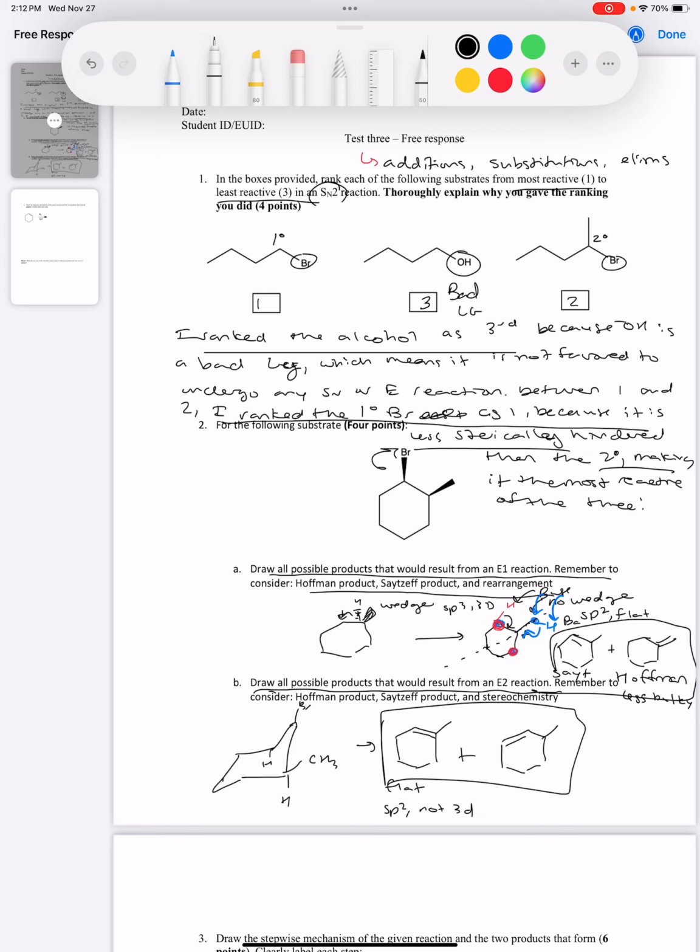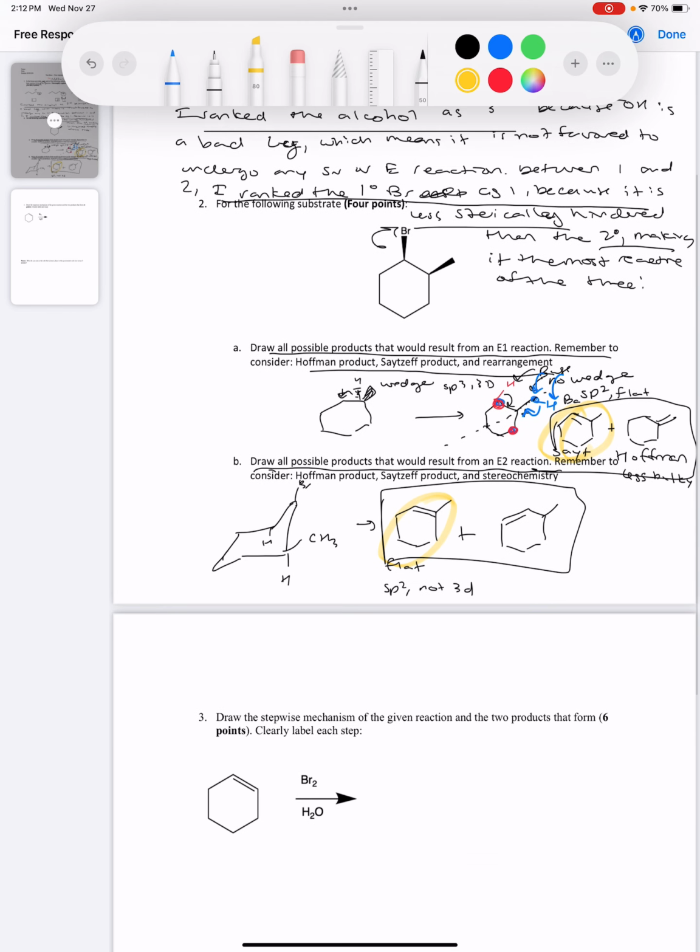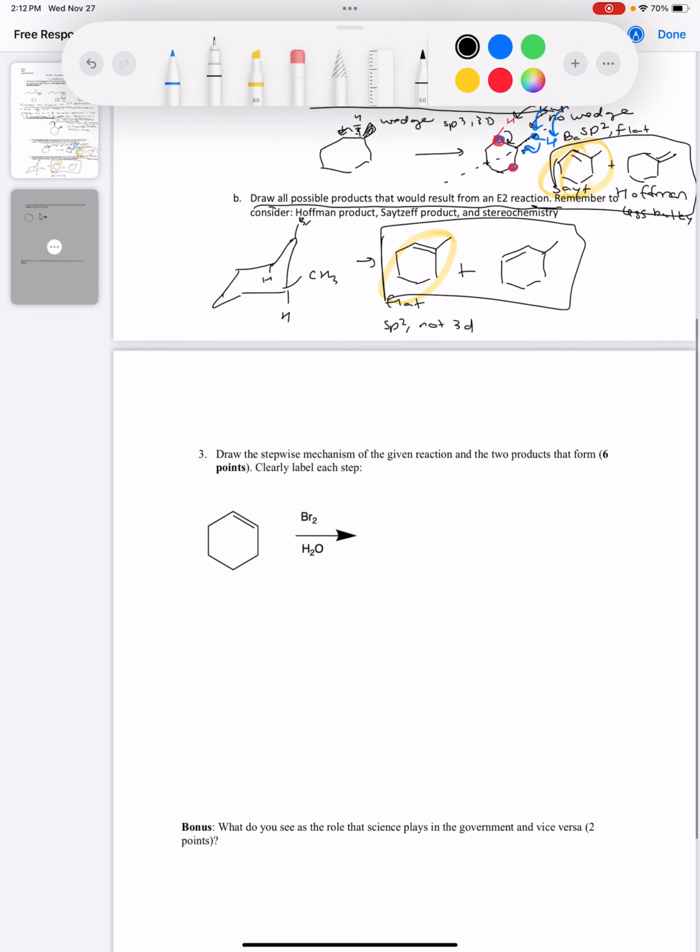And so technically, I'll highlight the one here, the Zaitsev here, and the Zaitsev here end up being the same product, but you did have to draw them twice because I wanted to make sure you knew that one came from E1 and the other could come from E2. So it was more about knowing the mechanism and not just the end product. I want to know the mechanism. I don't just want to know that you know the end product. Okay, so the next one, let's see.